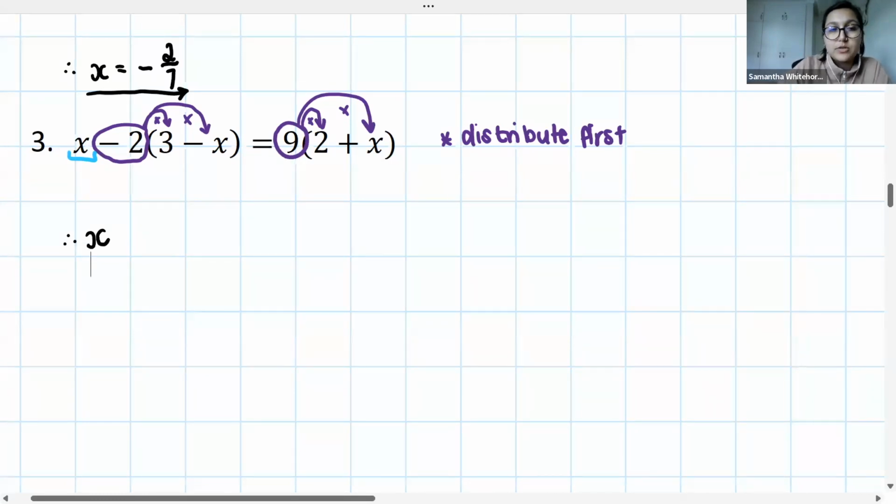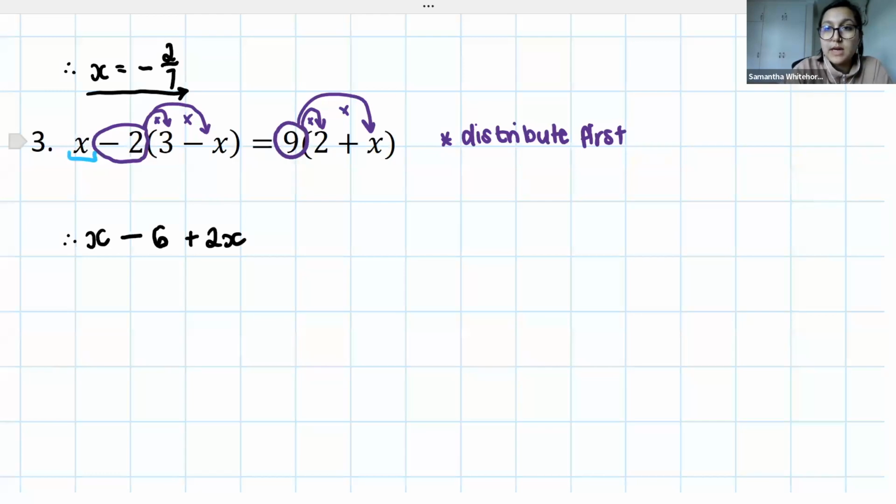But I am going to do the distribution. So if we have a look at our first bracket, we've got -2 times +3. A negative times a positive is a negative, and 2 times 3 is 6. So I've got a -6 once I distribute that -2. Then I've got -2 times -x, and negative times a negative is a positive, and 2 times x is 2x.